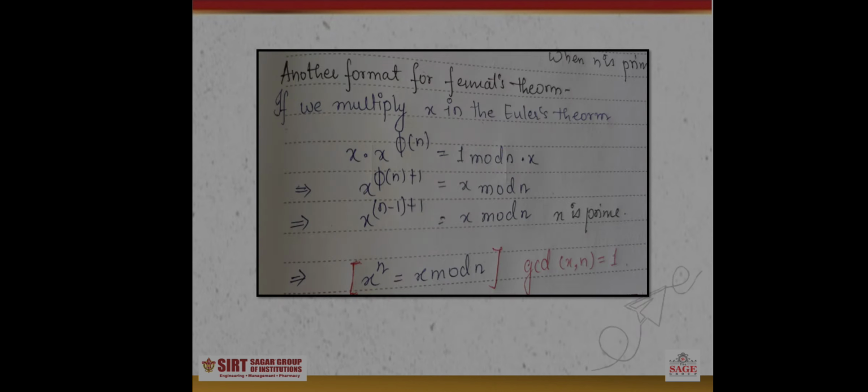There is another small variation of Fermat's theorem, that is, if we multiply x to the Euler's theorem, we will get another brand new formula, that is x to the power n is equals to x mod n, where the GCD of both the numbers x and n should be 1. So this is how we have used different theorems and algorithms to calculate public and private keys, and these algorithms are very useful in the case of cryptography. Hope you people got the point of what I was trying to tell you. Thank you.